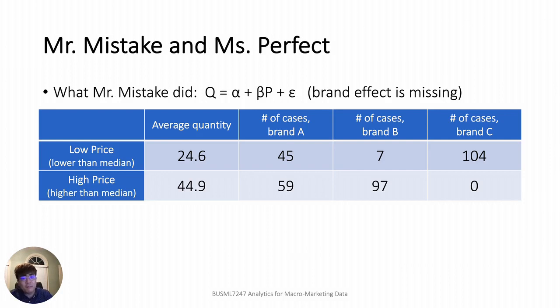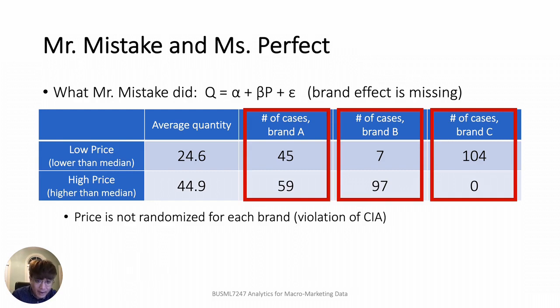Now, let me wrap up with the Mr. Mistake and Ms. Perfect example. In Mr. Mistake's regression, the brand effect is missing and a positive relationship between the sales and price was found. We already have discussed that the missing factor, the brand effect, confounds the effect of the price. And let's assess his regression with the potential outcomes causal order.